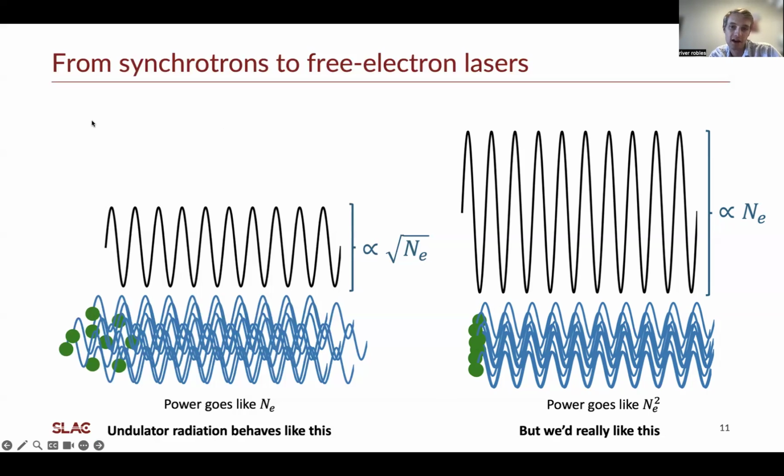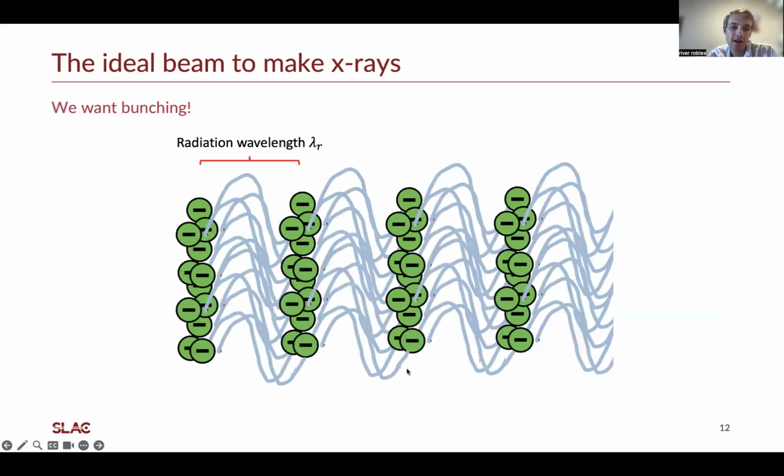The question then, of course, is how do you do that, right? We'd like to get to some situation in which we take our relatively long electron bunch and make the electrons in that bunch group themselves into little packets separated by the radiation wavelength. And when the bunch has this shape, we call this bunching.